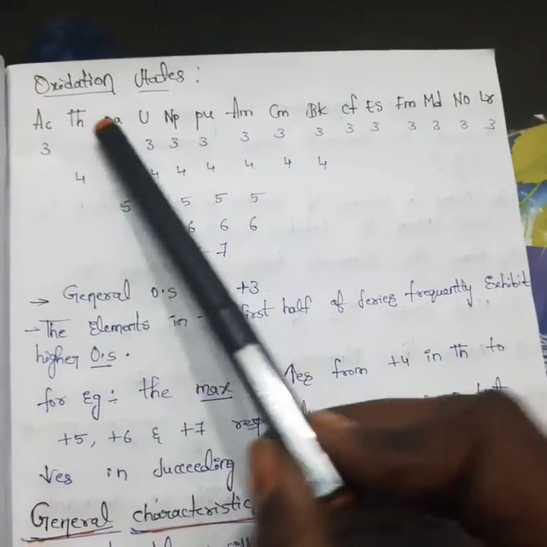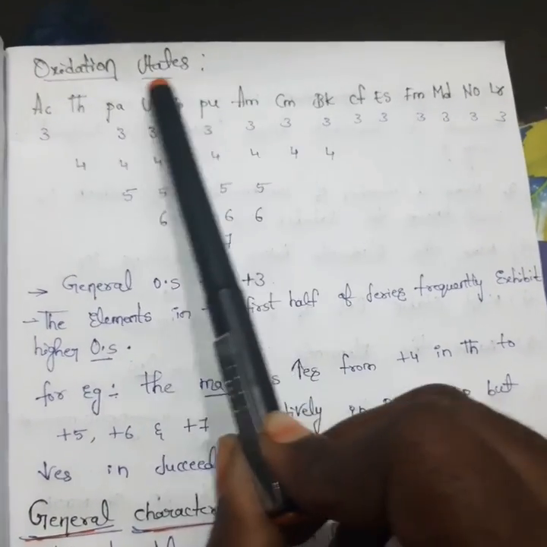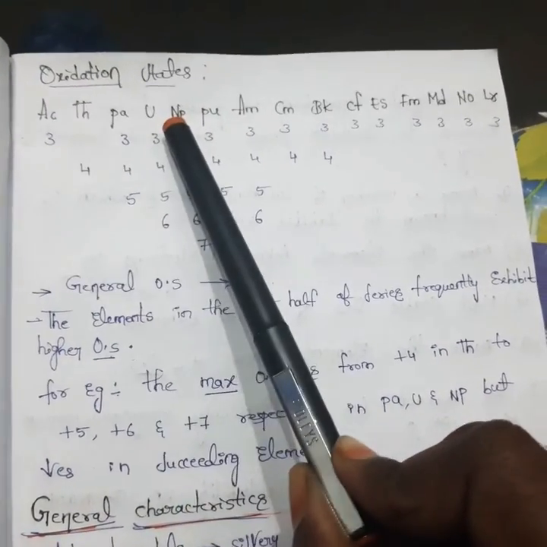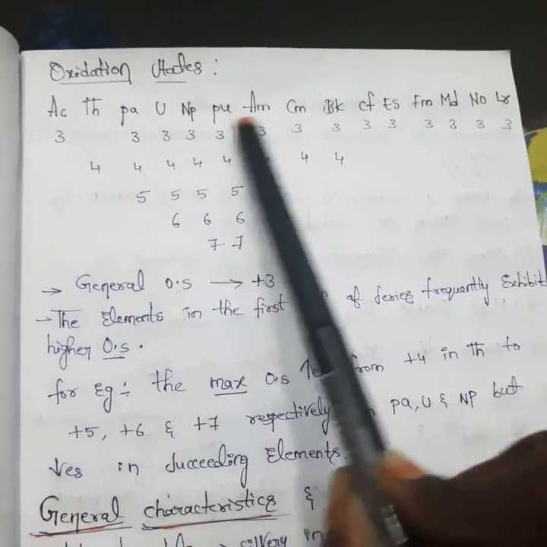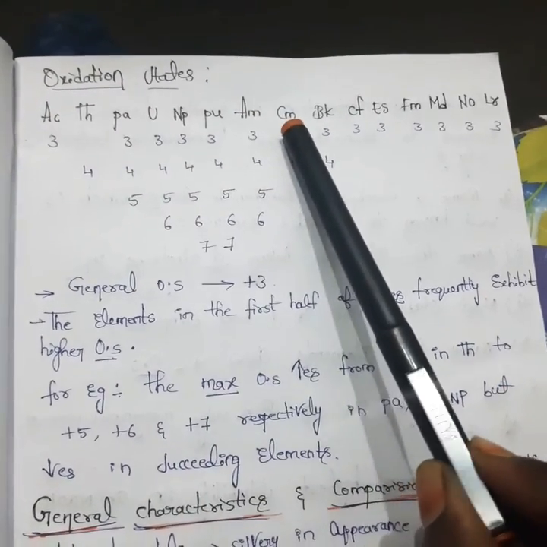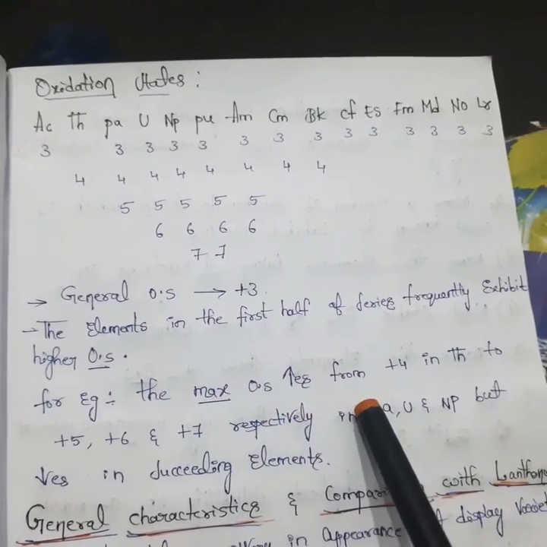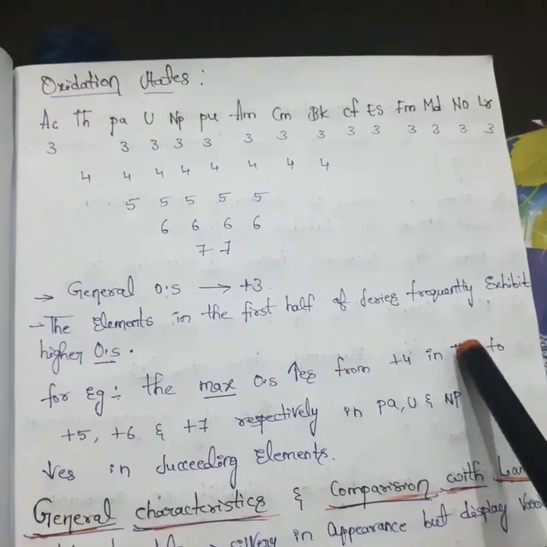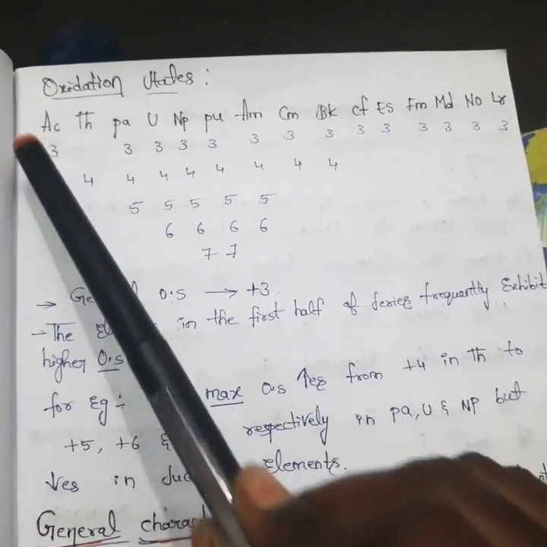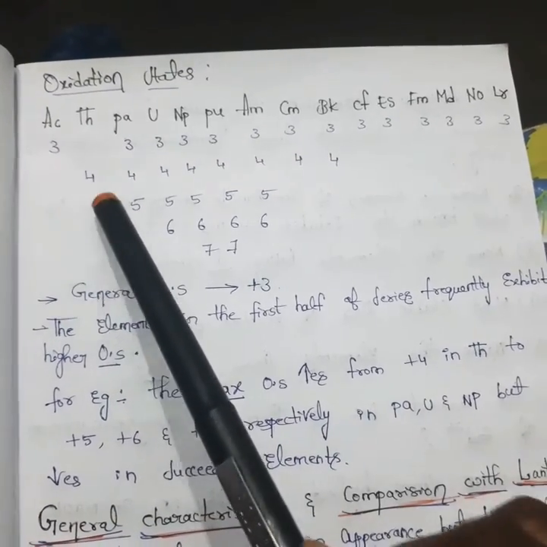This is the series. And here what they mention is that if we observe the first half of the series, the oxidation state is high. Higher oxidation states are exhibited by the first half of the series. For example, the maximum oxidation state increases from plus 4 in thorium. Here the oxidation state is increased. Actinium exhibits plus 3, so the oxidation state increases from plus 3 to plus 4 in thorium.